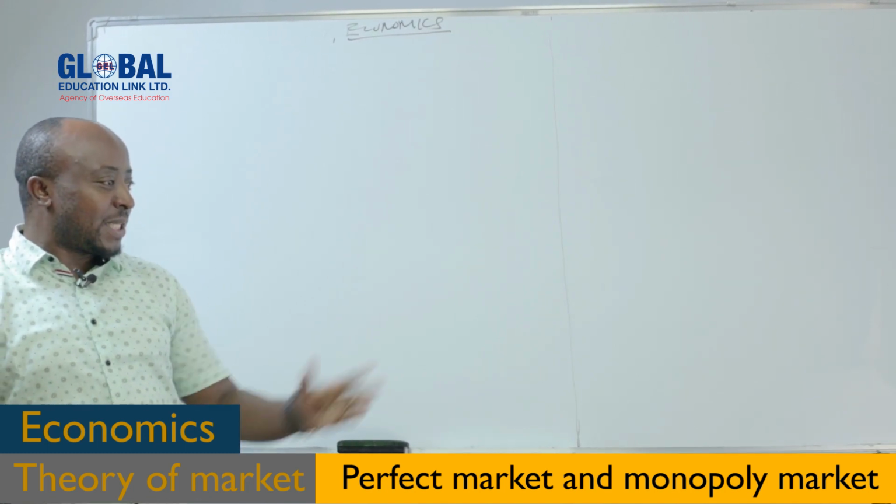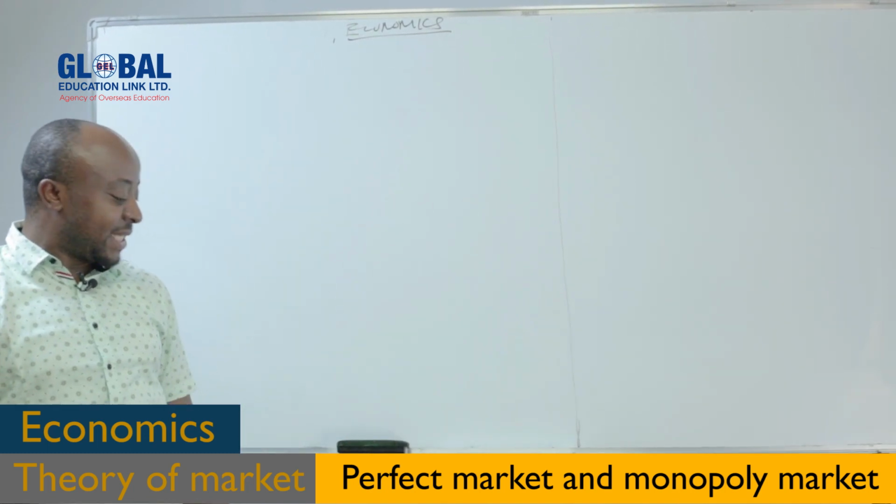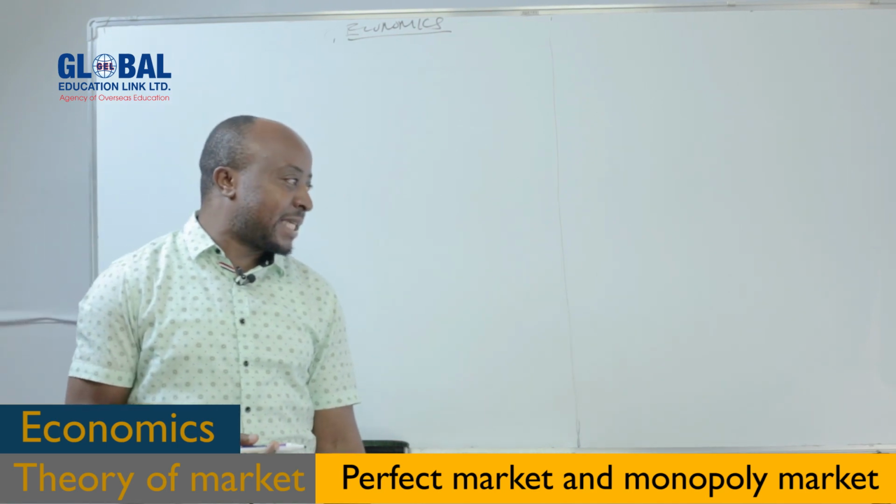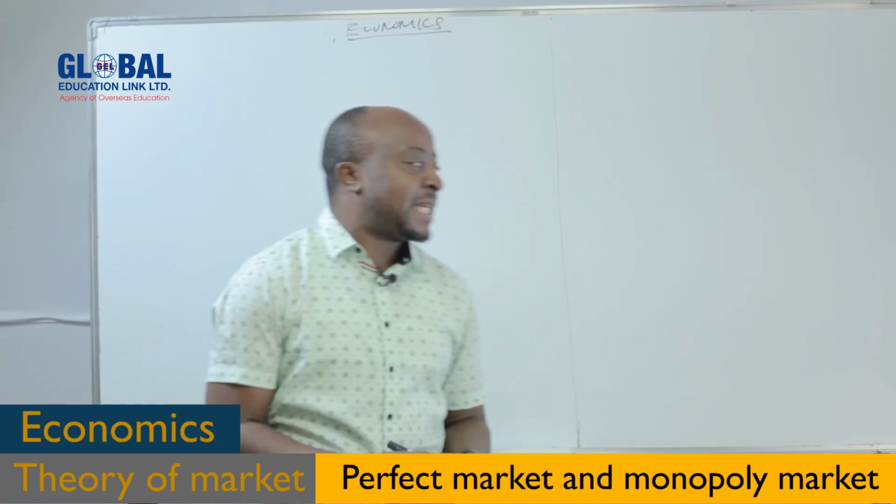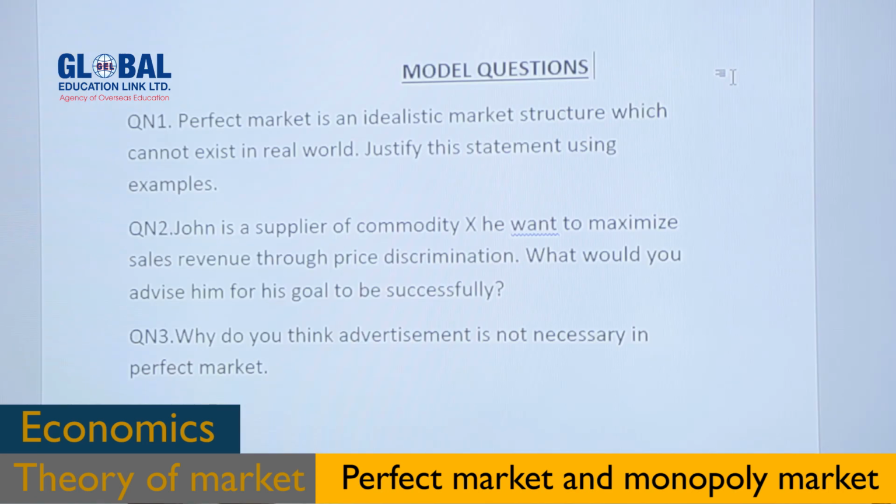Now we can solve some questions here. So try to observe from the screen. We have 3 questions. Question number 1 is asking: perfect market is an idealistic market structure which cannot exist in the real world. Justify this statement using examples. Perfect market is an idealistic market structure which cannot exist in the real world.